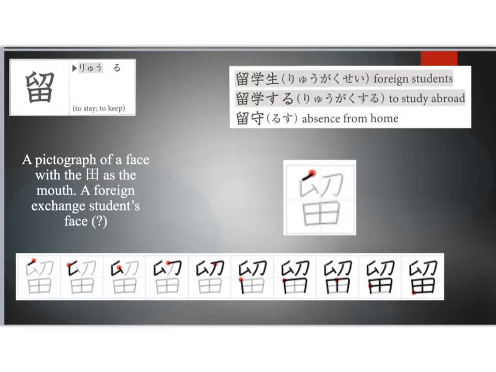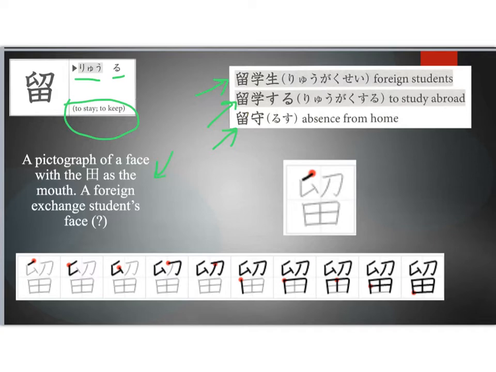This kanji means to stay or to keep, and it's read ryu or just ru. So we can see this in combinations like this. Ryugakusei, so this is actually from lesson 1. Ryugakusuru, to study abroad, or rusu, rusu desu, meaning to be absent from your house.